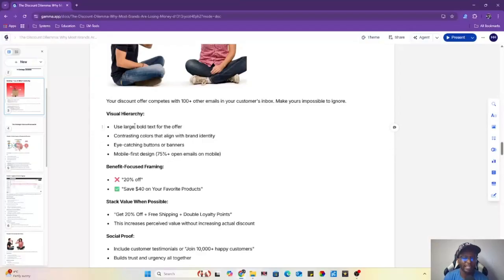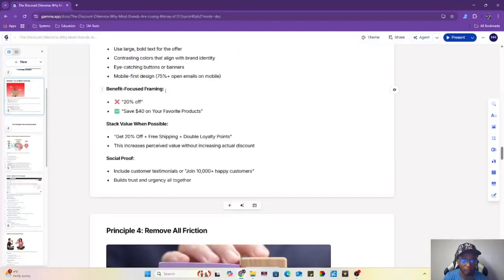So you want to make it easy for someone to see your discount, to see your brand, through utilizing the concept of visual hierarchy. Benefit focused framing. So you don't want to frame it as just 20% off, but you want to frame it in a way that benefits them on something they're interested in. So you don't want to do 20% off. You want to do something similar to save $40 on your favorite product. You're showing how it benefits them by relating it to their favorite product, but also them saving money, which is $40.